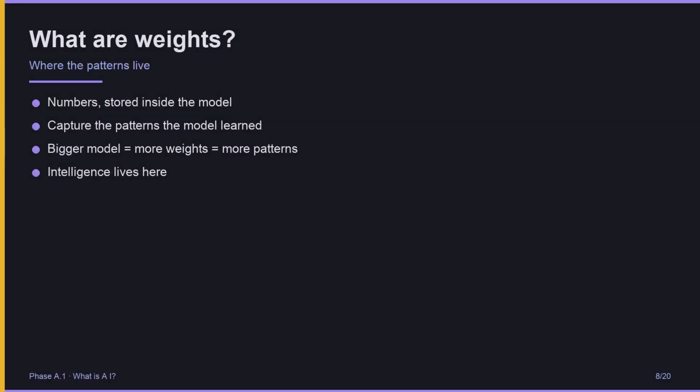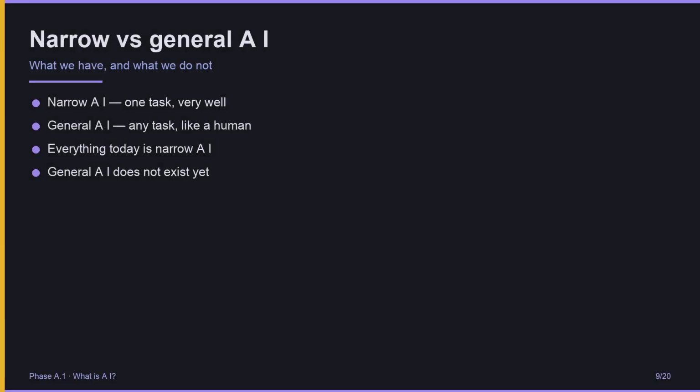So what are weights, exactly? Weights are numbers, stored inside the model. Billions of them. Each one was tuned during training. Together, they capture the patterns the model found in all that human writing. A bigger model has more weights, and can capture more subtle patterns. When we say a model is smart, what we mean is, its weights encode useful patterns. Intelligence lives here. Not in some magical thinking process. In the weights.